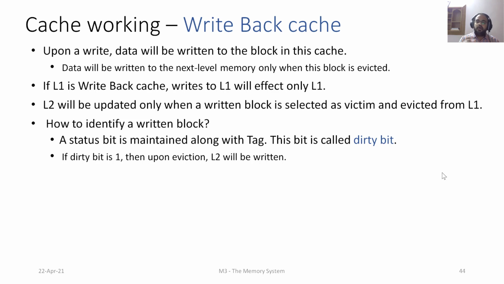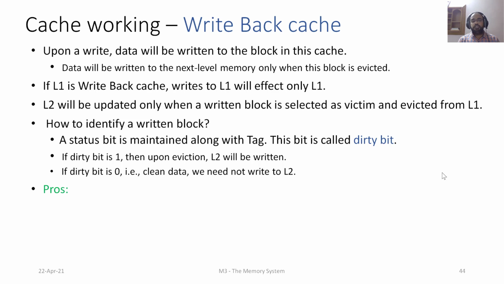So when this block is selected as a victim, the cache controller will check the dirty bit. If it is 1, then it will forward this data along with the address to the L2 cache. It means that the L2 will get a write request. If the dirty bit is 0, then it is a clean block and we can simply discard it, meaning that both L1 and L2 have the same data.